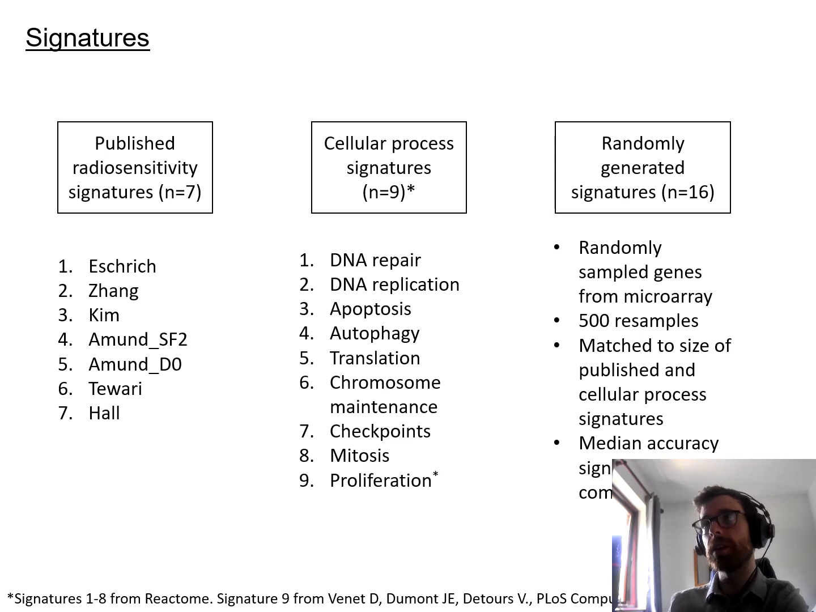We had 3 types of signature in this review. The first are the published signatures already described. The second are signatures representative of cellular processes. These came from the Reactome database, apart from the proliferation signature, which was from the Venet et al. paper in 2011. The third set of signatures were randomly selected from genes on the chip with 500 resamples, and their size matched the 16 signatures from the first 2 groups.